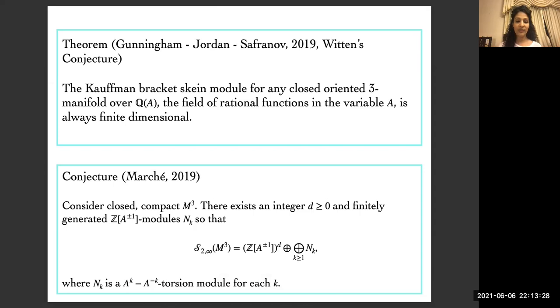And to this end, Julien Marché, who's a French mathematician, conjectured that the Kauffman bracket skein module of closed compact oriented 3-manifolds can be written as the direct sum of free modules and torsion modules. Now, all of the examples listed on the previous slide satisfy this conjecture.